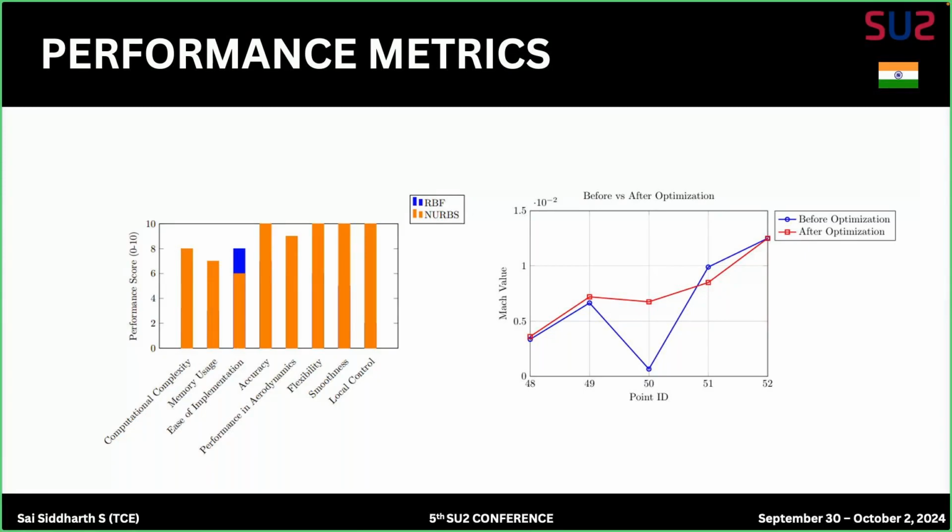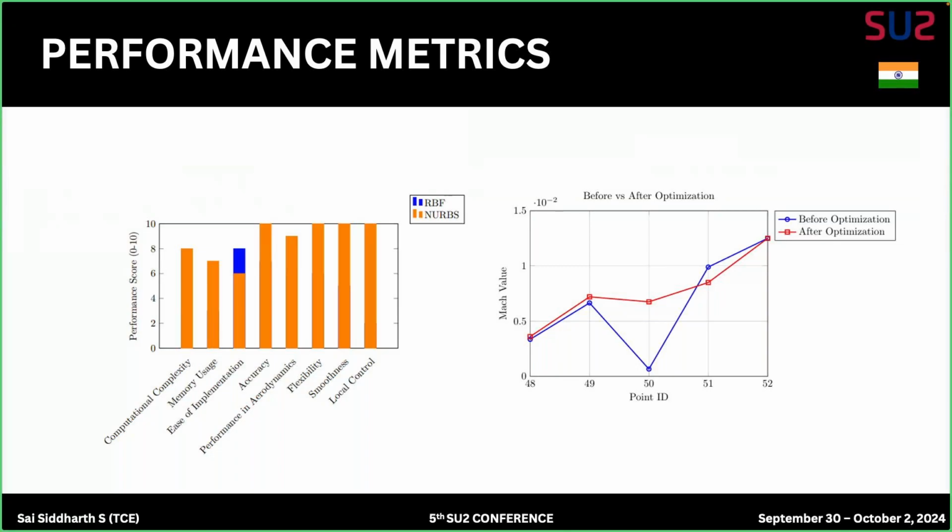As you can see, the results show that while RBFs are easier to use, NURBS excel in other critical areas such as localization, smoothness, local control, and memory usage as well. The only thing where you can see RBF ranking over NURBS is the ease of implementation. So that is exactly why we need to implement NURBS in the SU2 community as well.